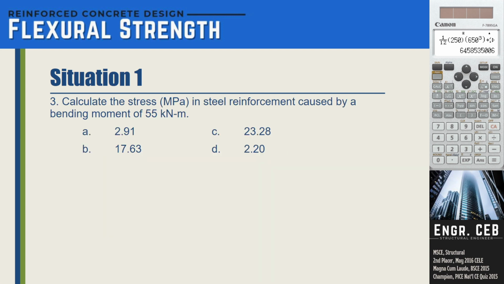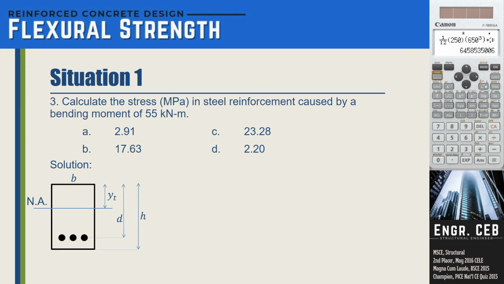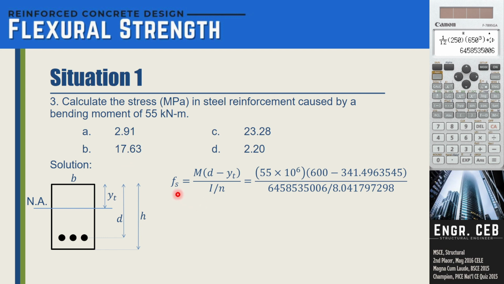Okay, next. Calculate the stress in steel reinforcement caused by a bending moment of 55 kilonewton meter. So let's calculate the stress. If we calculate stress and the given load is a moment, meaning again, we are using the formula for flexural stress. So here's our section. In determining the flexural stress, that is simply Mc over I. We have modified this, but of course, the principle is still there, Mc over I. When we say c, that is the distance from the neutral axis towards the point where you are computing the stress. In this case, we are computing the stress in steel. So how far is steel from the neutral axis? That is d minus y sub t. That is the distance from the steel reinforcement towards the neutral axis.